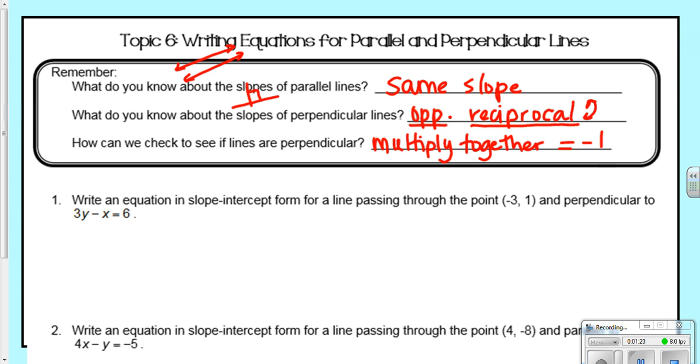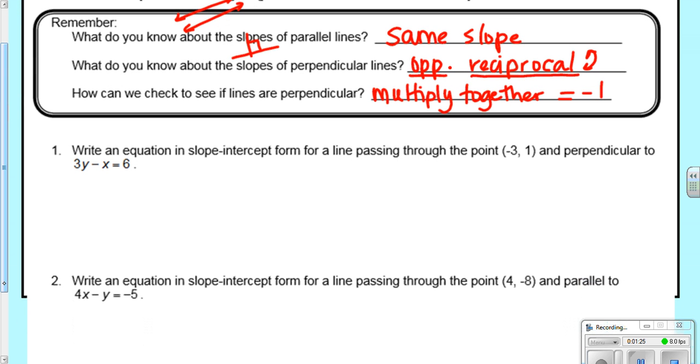So let's just kind of dive right in. It says write an equation in slope-intercept form for a line passing through the point -3, 1 and perpendicular to 3y minus x equals 6. If you think back to topic 5, we gave you that flow chart. It kind of gave you a sequence you could go through when you're writing equations.